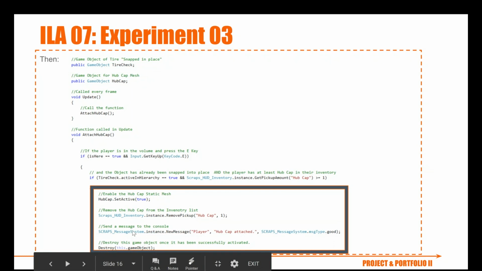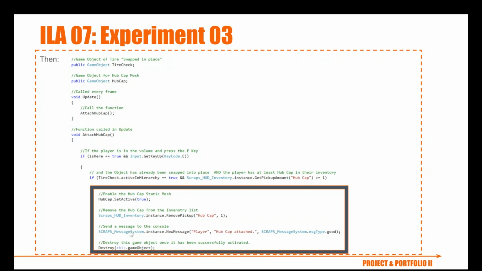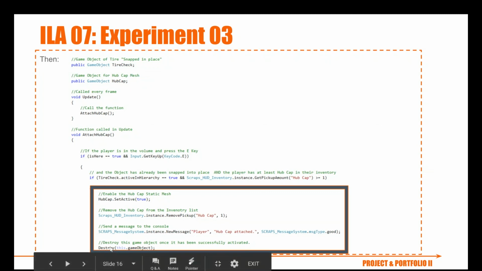Now you might be wondering, okay, but we're going to destroy this game object. What is this? This is our trigger volume. This is going to prevent the player from standing at the tire and pressing E multiple times and removing all of their hubcaps. So once they've attached one hubcap and this function has been run, we're going to destroy this trigger volume so it only happens one time.